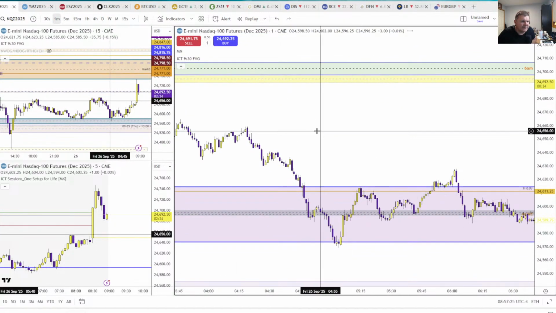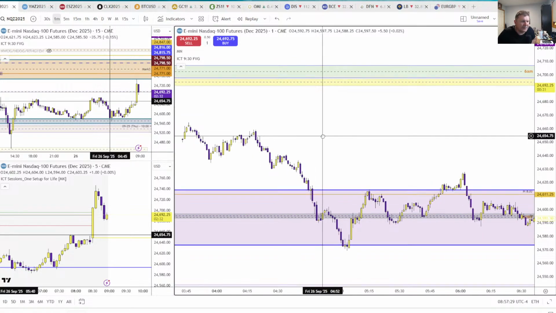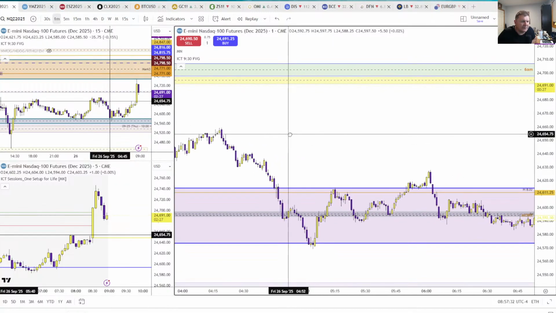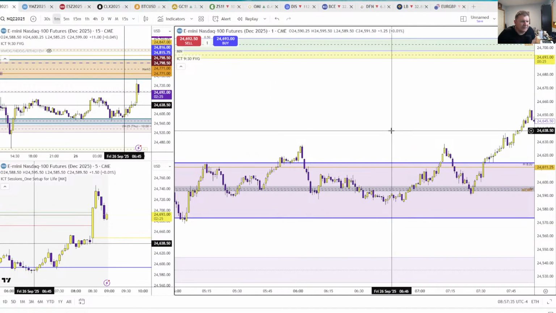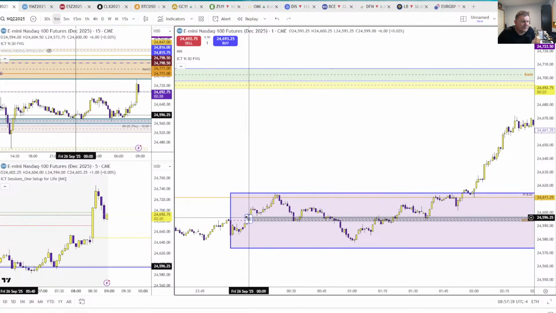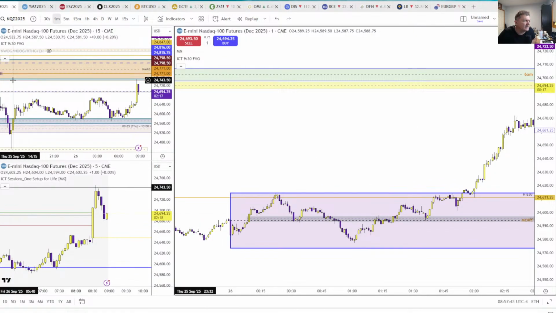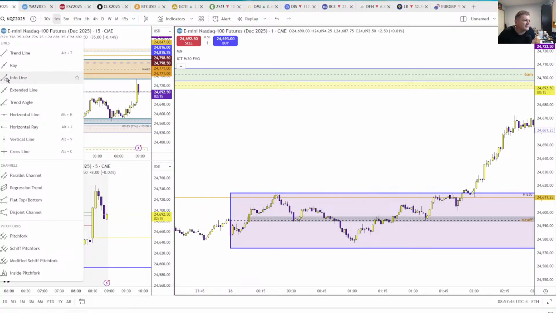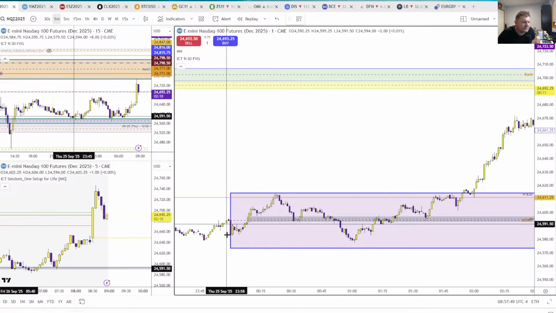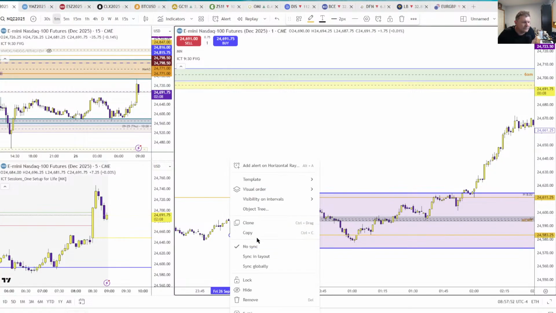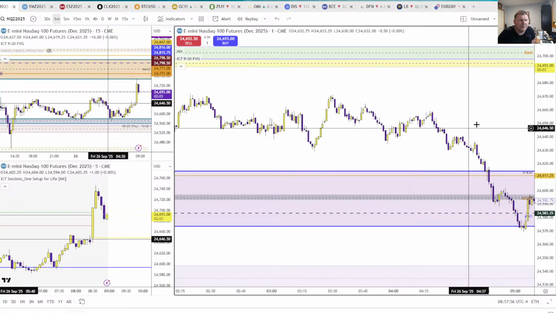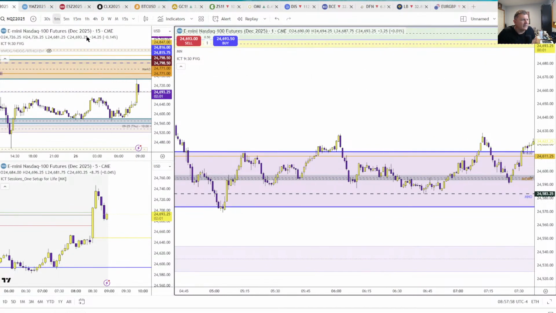I did the midnight before I went to bed, and the open. Now let's do the, did I do the open? I did not. Let's do the open. And the 6 a.m. candle.